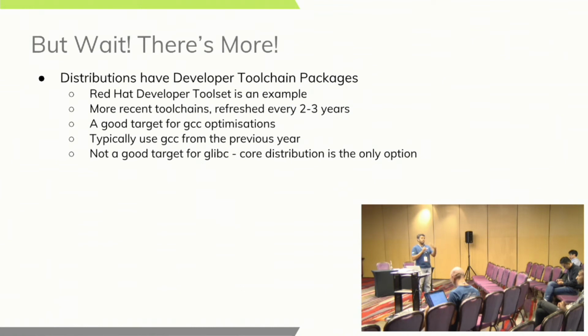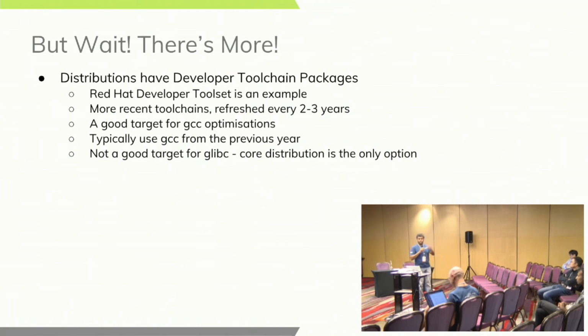As a result, you have something called a developer toolchain package. I know Red Hat has a developer toolset. I'm pretty sure Ubuntu or SUSE will have their own packages as well, which would package pretty much the latest toolchain that is released and provide a short-term support, about a couple of years, for those toolchains. These are a great target for GCC optimizations. However, even for that, they will typically pick up GCC from the last year, which means you still have a 6 months to a 1 year kind of latency for that. glibc obviously is not a good target for this because glibc again is a core distribution thing. It does not really belong in a separate developer toolset.